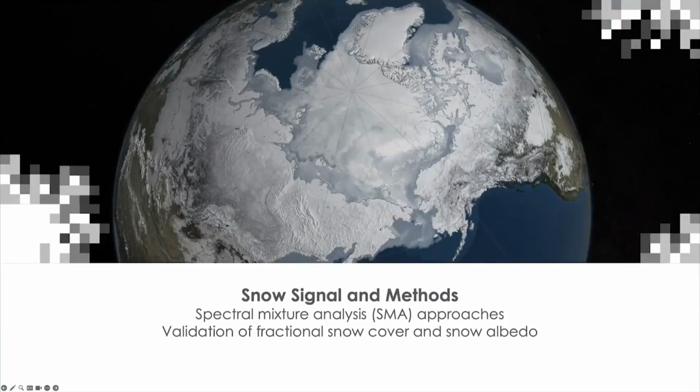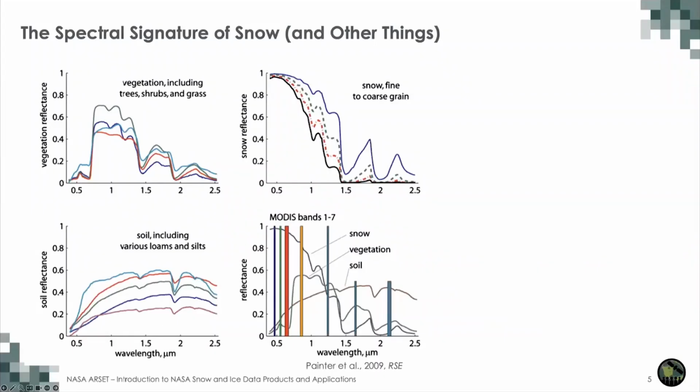So to get started on snow signal and methods. These graphs show the spectral signature, or spectra, of various things that cover the Earth's surface. On the y-axis is the reflectance, or fraction of the sun's energy that is reflected by the surface. On the x-axis is the wavelength. The left side of these figures shows the visible wavelengths where our eyes can see, and in the center are near infrared wavelengths, followed by shortwave infrared wavelengths on the right.